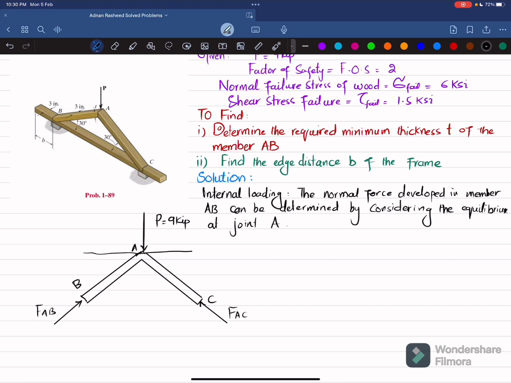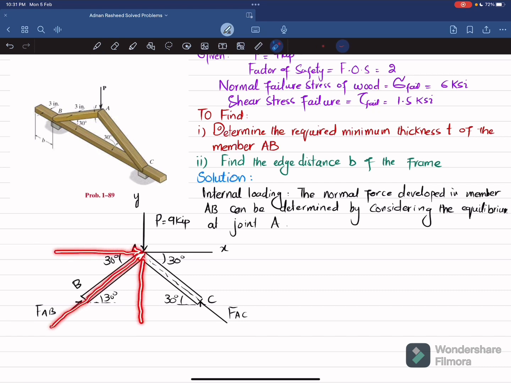Now, if I take a horizontal line from this, let this be your x-axis, and this will be your y-axis. And you can see here this makes an angle of 30 degrees. So again, if I draw a horizontal line, this will also be 30 degrees. It's called alternate angle. So this angle will be 30 degrees, and here this angle is also 30 degrees. Now, we will apply equations of equilibrium in order to find FAB and FAC. This FAB will have two components, one along the x-axis and the other along the y-axis.